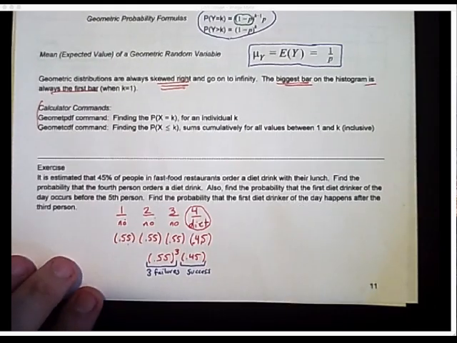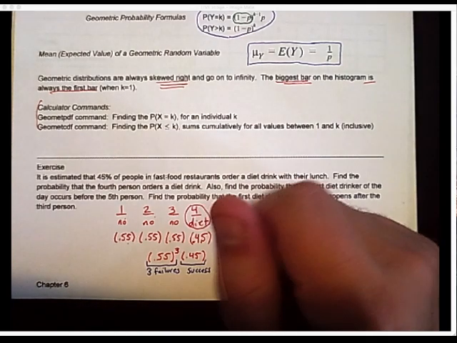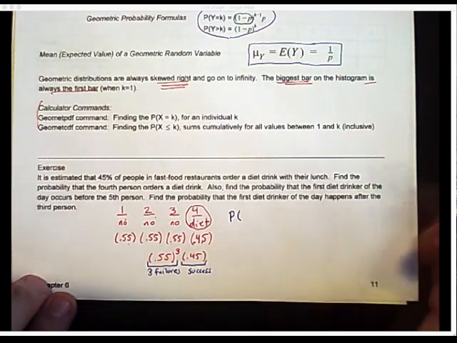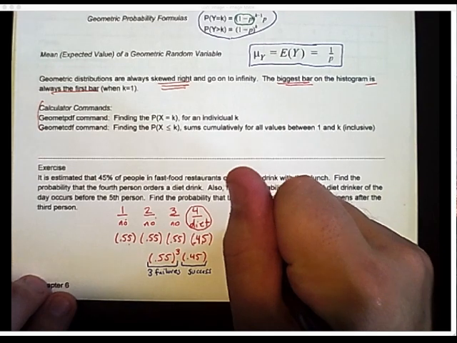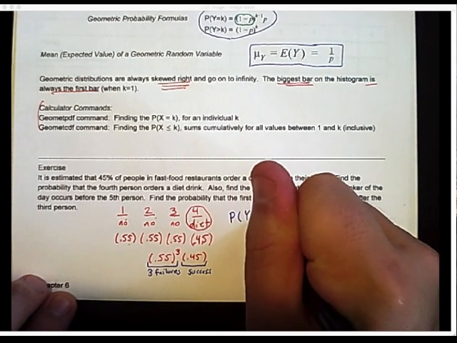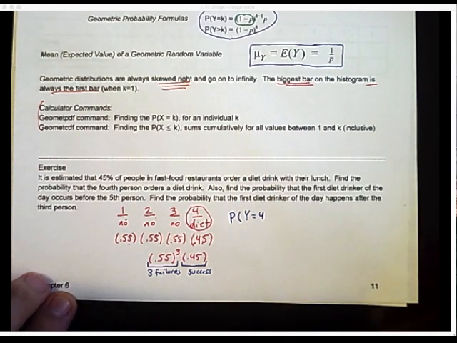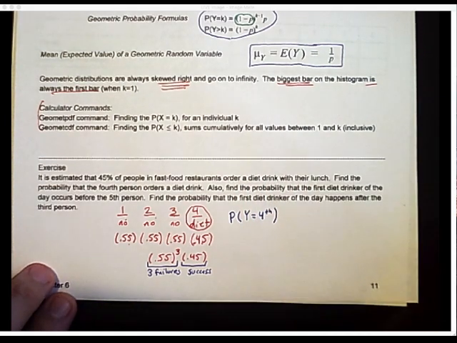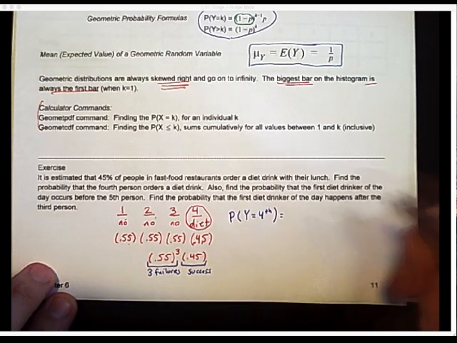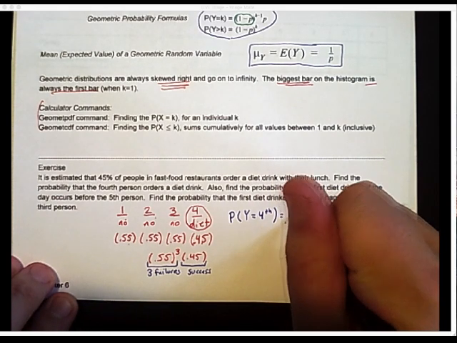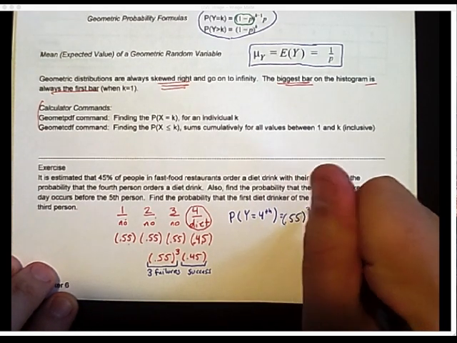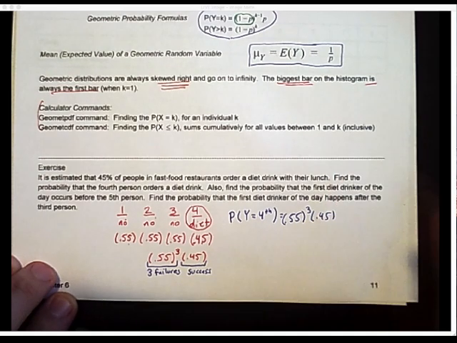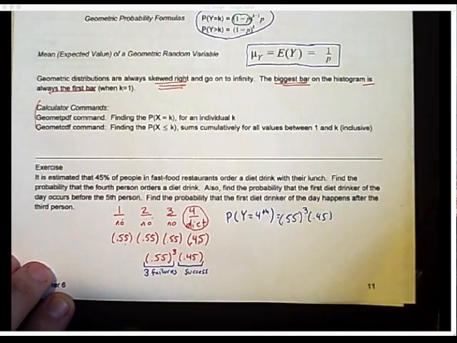All right. So the way we would write this, we would say the probability, we have to give it a variable. I'm just going to call it y. Probability that y equals 4. Okay, I like to actually write it like this. Fourth equals 0.55 to the third times 0.45. And we can do that on the calculator very, very simply. 0.55 to the third times 0.45.